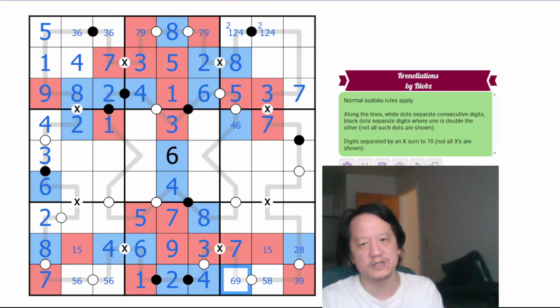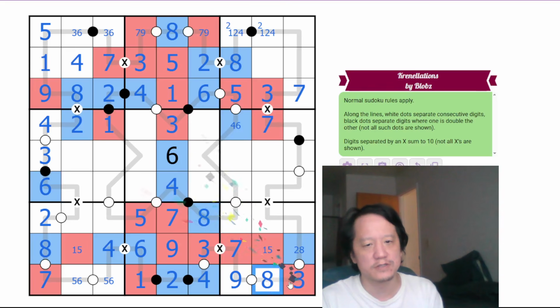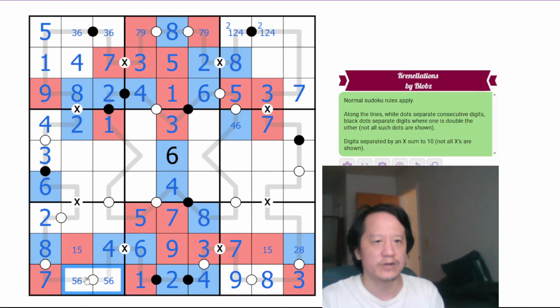So this can't be 6. It's 9. That eliminates 9 here. That's 3, and this must be 8. That's 3 in the corner. We celebrate because we're close to solving it. This 5-6 pair eliminates 5 and 6 in the rest of the box. So this can't be 5.